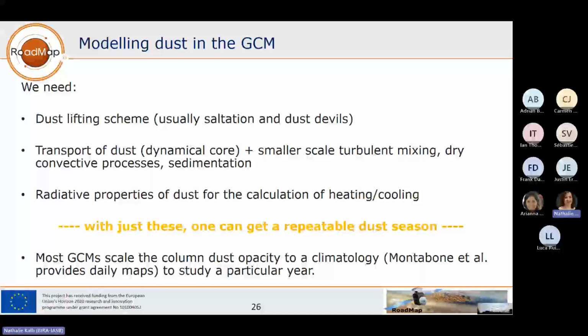And if you just have those things in it, we can get a dust season that's the same every year. I get a peak at perihelion every year, but it's the same magnitude, kind of. There's no interannual variability, which is fine. But often we want to use the GCM to compare with observations of a particular year. So that's when Luca's climatology that he presented in the last talk comes in. So we often scale the amount of dust to match the climatology so that we can have a good representation of the temperature and circulation for that specific year.